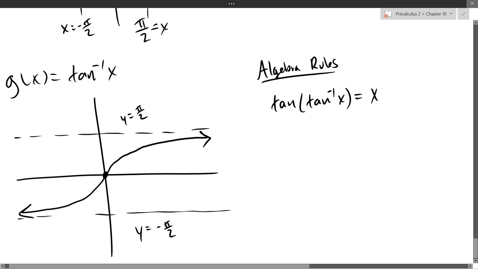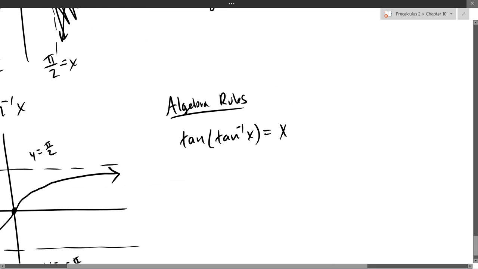So these cancel out for all x when x is between negative infinity and positive infinity. So there's really no restriction when they cancel out like this.